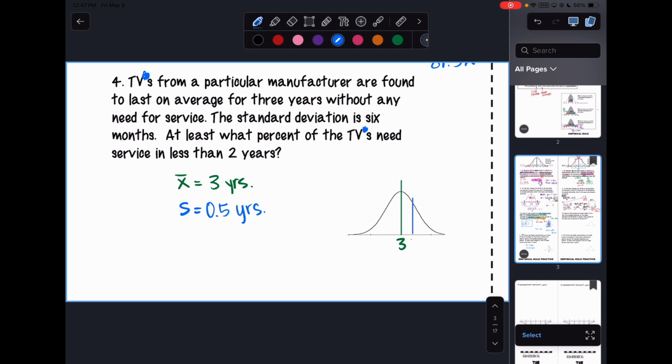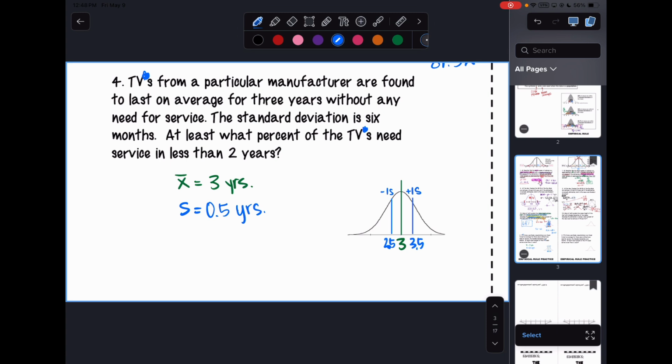Which would keep us at 3.5 years. And that would be 1 standard deviation above the mean. And 1 below would be 2.5 years, which is 2 years and 6 months, right? That's 1 standard deviation below the mean. What's up? So now it's included, right?